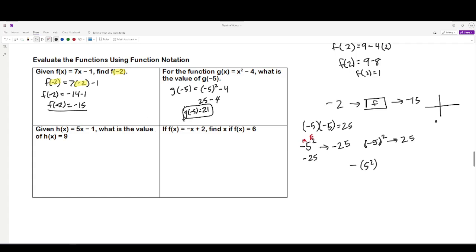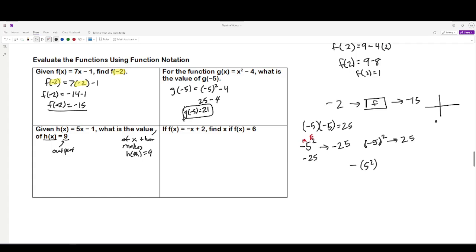So what is the value of x that makes h of x equal 9? Here we're not given a value of x. We're given a value of h of x. So h of x equals 9, meaning that 9 in this case is an output.